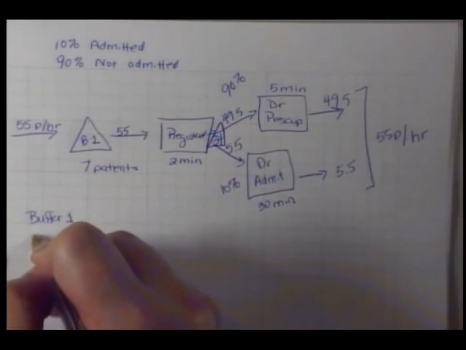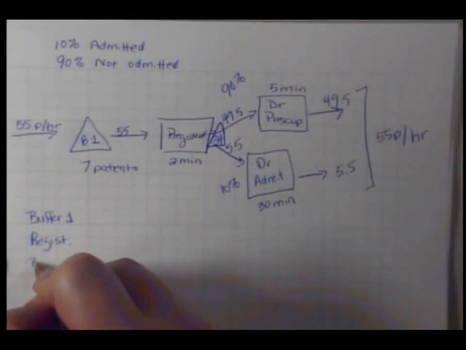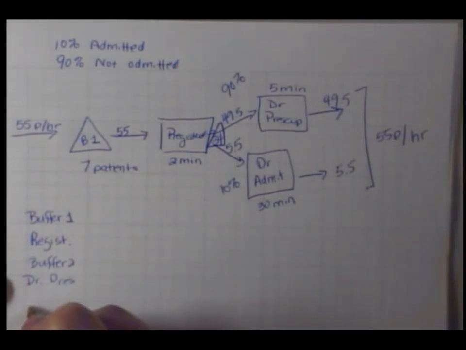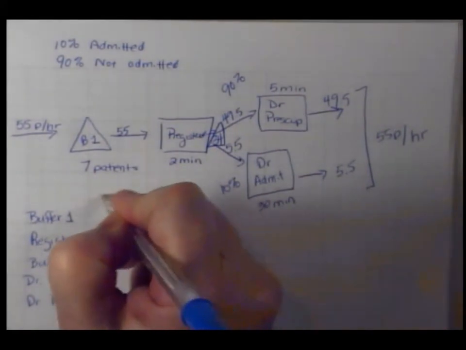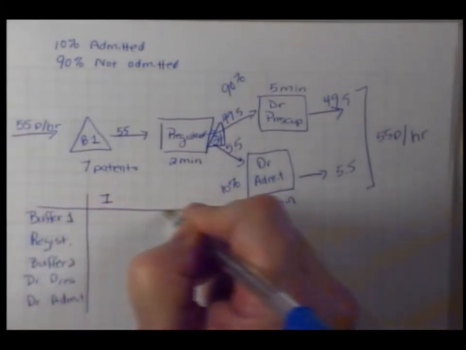I'm going to have registration. I'm going to have buffer 2. I'm going to have doctor with prescription. And I'm going to have doctor admin. Okay, so those are the steps that I have in the process. All right, then I need to have inventory.